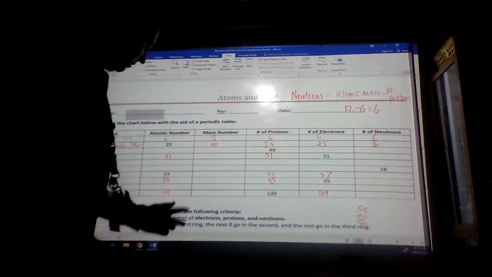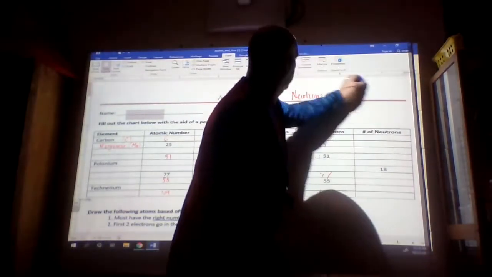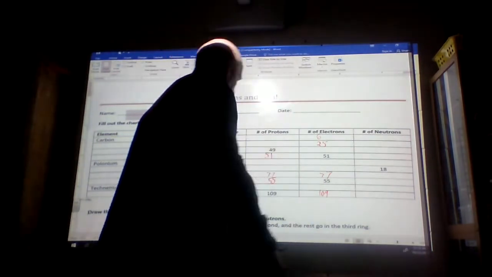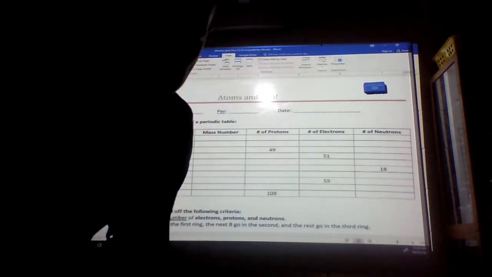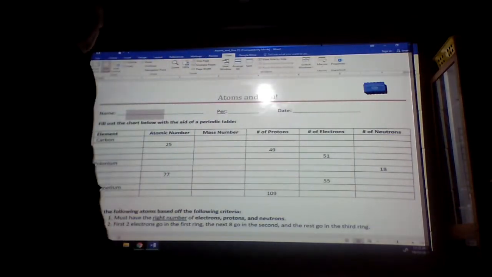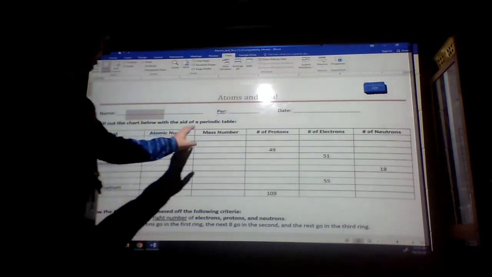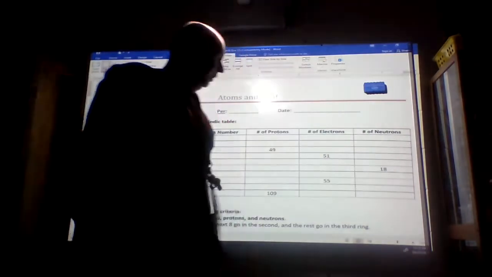Okay, so you can see the screen. I turned all the lights off so that you can see this. So we're going to quickly mess with this. I started it a while ago and my video cut out. So here's our periodic table. When you watch this in full mode, if you make it bigger, you can see all the words. You're going to fill out the chart below using a periodic table. So you have an element, atomic number, mass number, number of protons, number of electrons, and the number of neutrons.